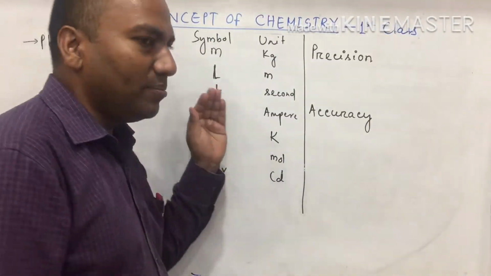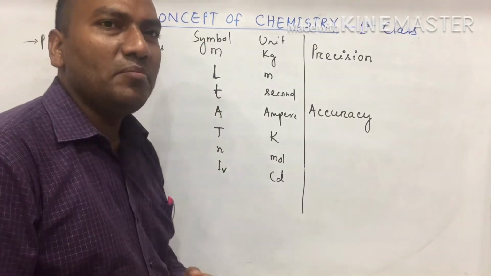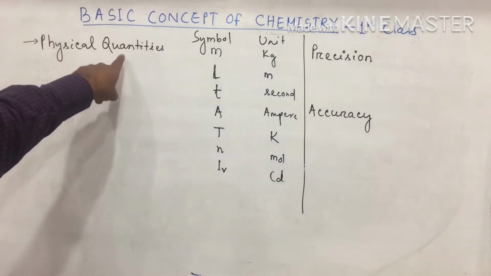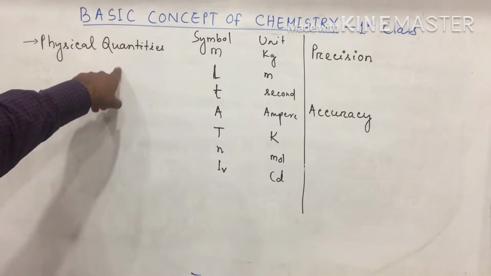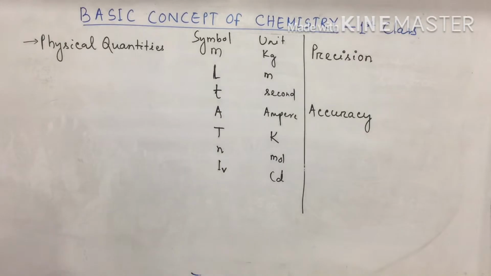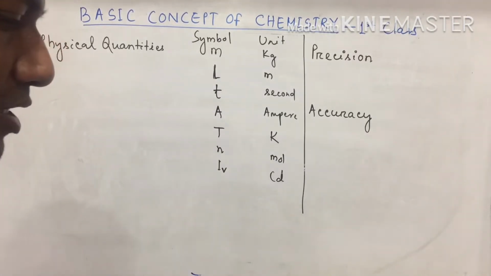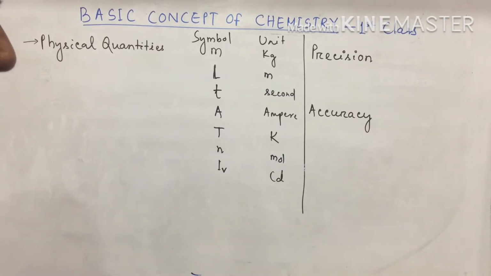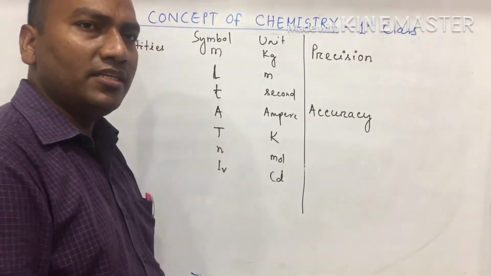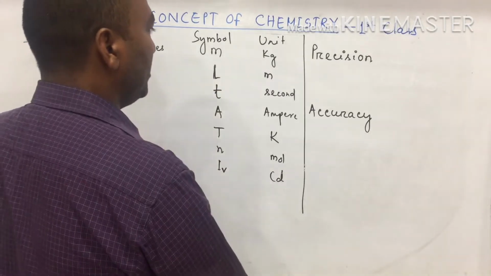First the basic part, meaning the beginning part. First, what is the meaning of physical quantity? Physical quantities are the quantities which we come across during our scientific studies. When we are reading, different types of scientific terms come up, and these terms are known as physical quantities. There are 7 physical quantities.